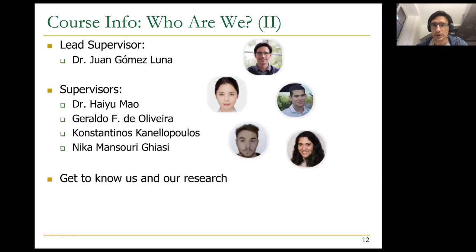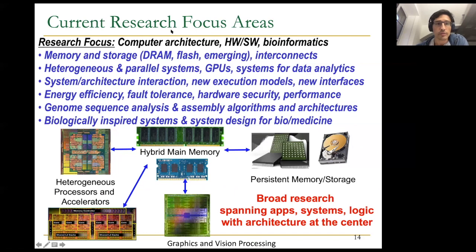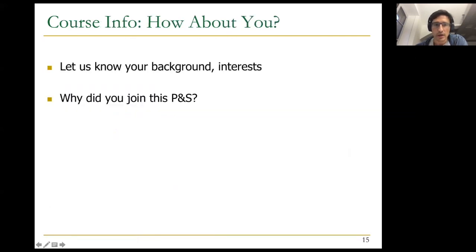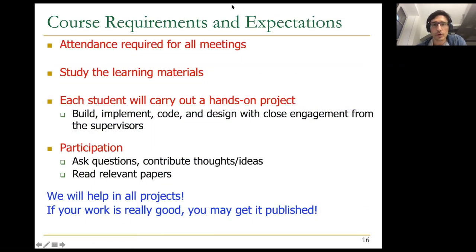We will have several meetings over the course of the semester, but you can also learn more about our group and the people who are part of it on this website. And here you see a few people. At the moment, there are more than 38 researchers in our group. It's a very large group, as you can imagine. I already mentioned the research that Professor Mutlu does. Here you see a little more detail: computer architecture, hardware, software, bioinformatics, and then all the different topics, memory and storage, heterogeneous and parallel systems, GPUs, system-architecture interaction, energy efficiency, and so on.